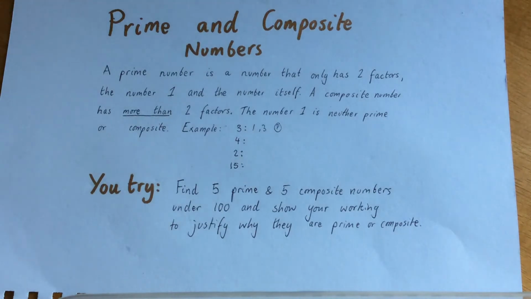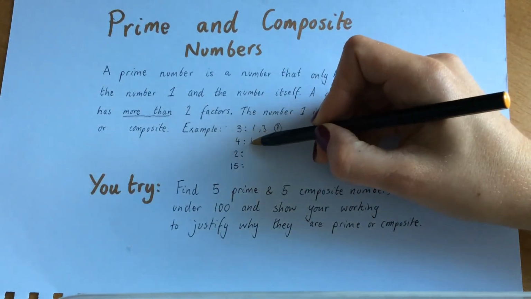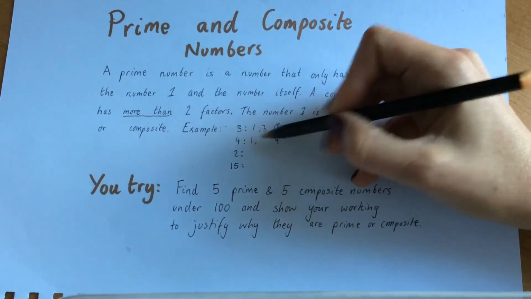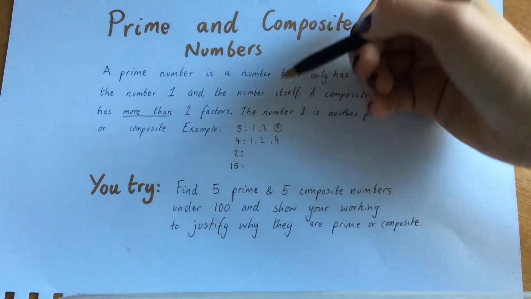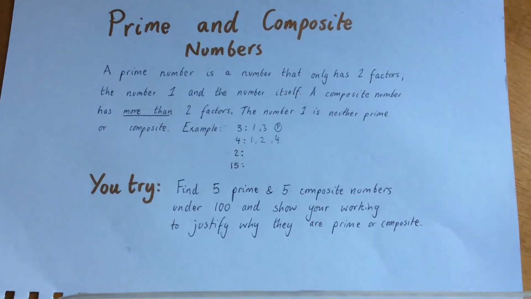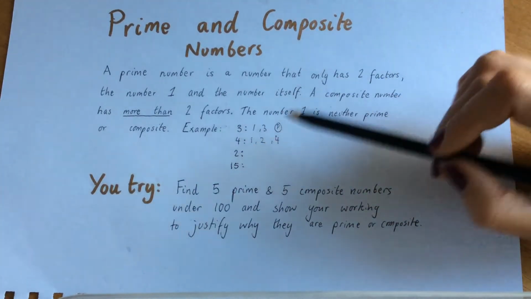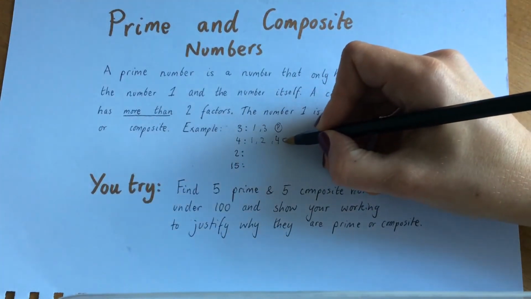Okay, so the next number we're looking at here is the number 4. The number 4 can be made by multiplying 1 and 4. And there's also another factor here, which is 2. So 2 times 2 equals 4. But because there's one more factor than just these two, it makes it a composite number.